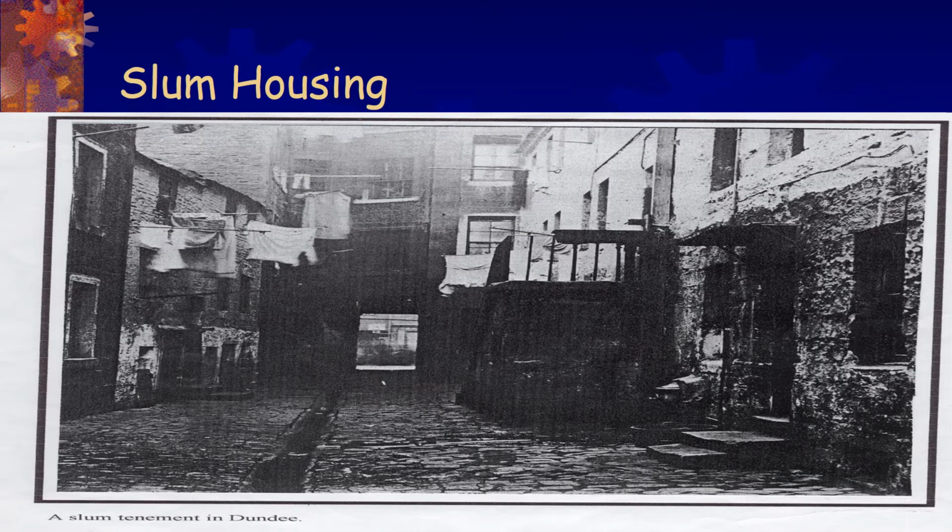Okay, so slum housing. This is a slum tenement in Dundee. You'll see just from the picture that the houses are obviously very close together. It's back to back. These are what's known as tenements. Now, we're using the word house, but ultimately working class families would have a room. That would be their house, effectively, and we'll look at this in more detail, but that's where they would eat and that's where they would sleep.